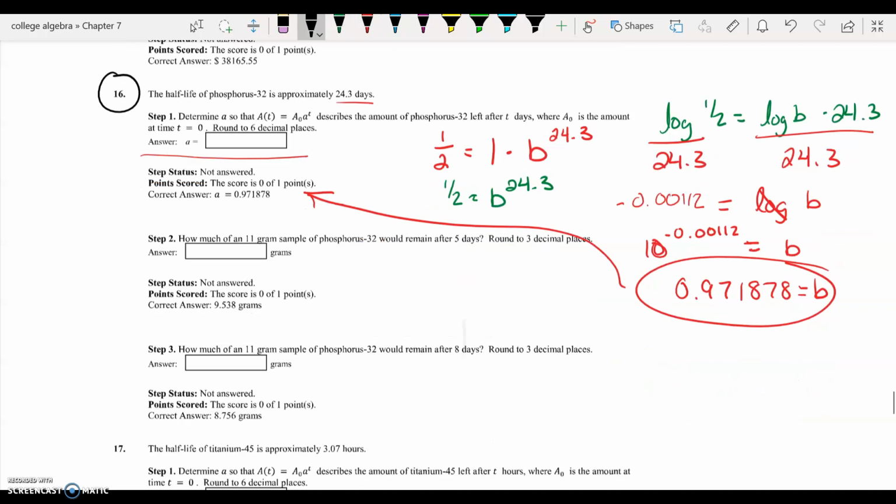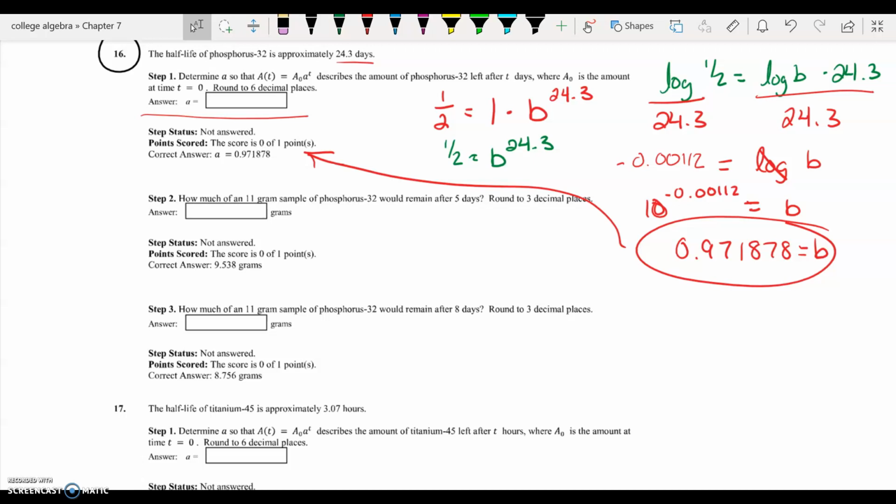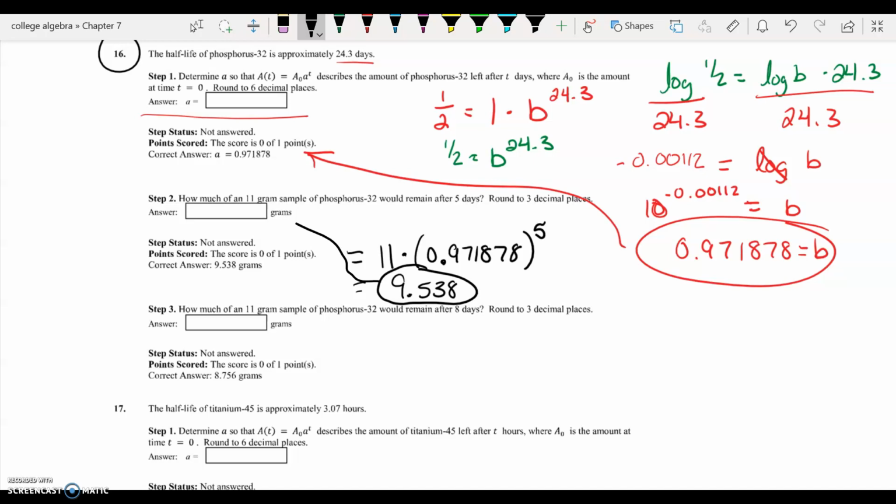Now the next 2 steps, it's going to give you a time. Guys, you already have the equation, so you just say this. I have an 11-gram sample times 0.971878, I'm going to use the answer from part 1, to the whatever time they give you. So this one, it's 5 days. You would just type it into your calculator, and you should get 9.538. And guys, if you're doing half-life problems, the amount should go down. I started with 11, I ended up with 9.